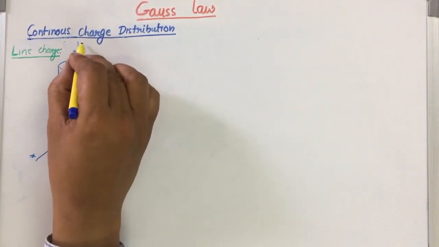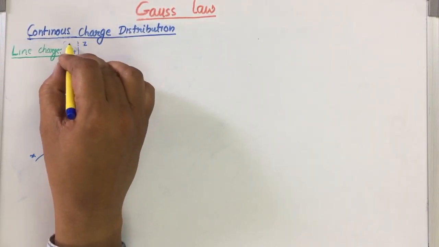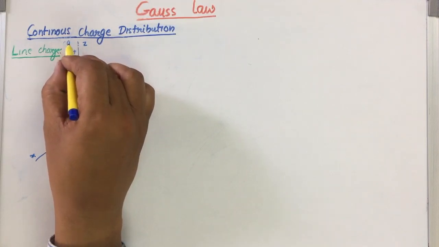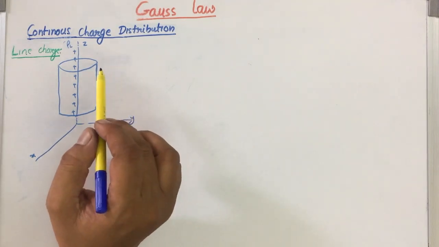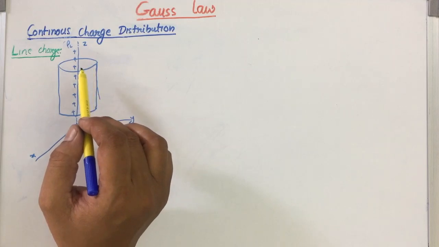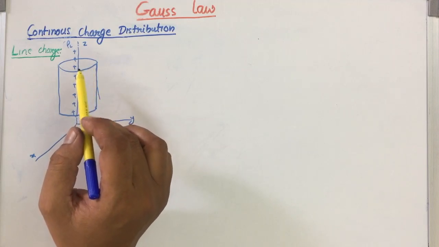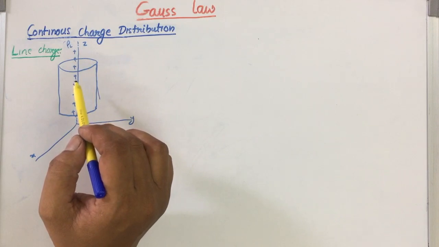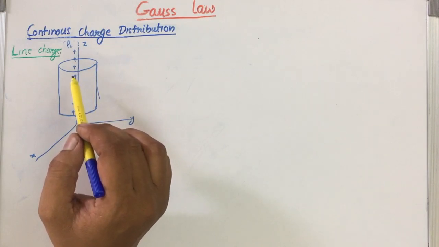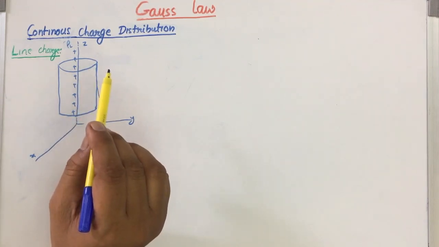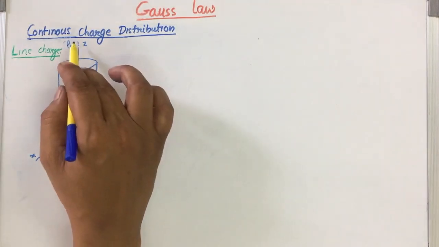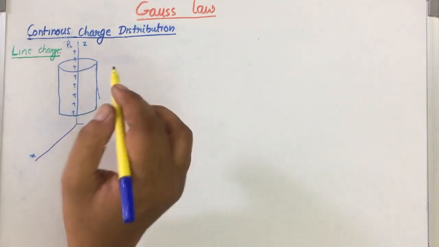Consider the coordinate geometry according to that. The density of the line charge is rho L. But there are some limitations of Gauss's law, that is E must be symmetrical. So we have to consider a line charge distribution of infinite length only, because E should be normal to the Gaussian surface. According to that, the infinite charge distribution is there.